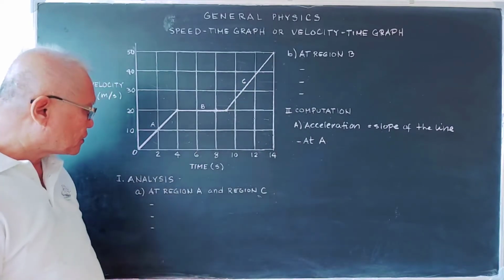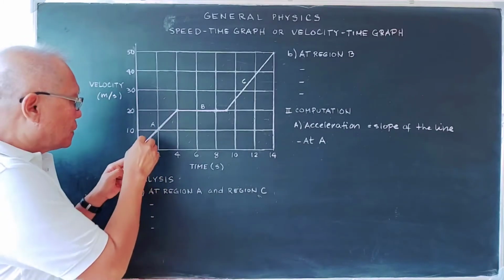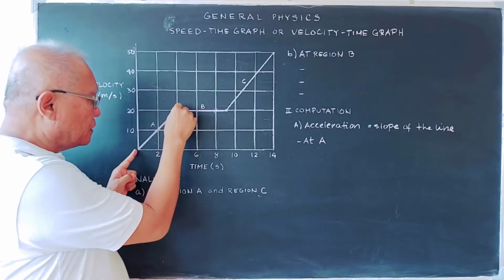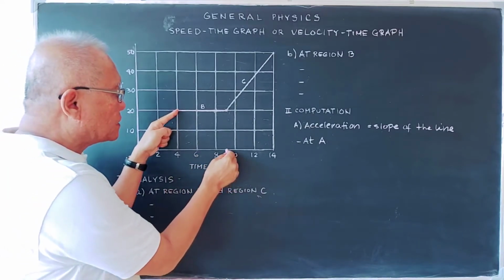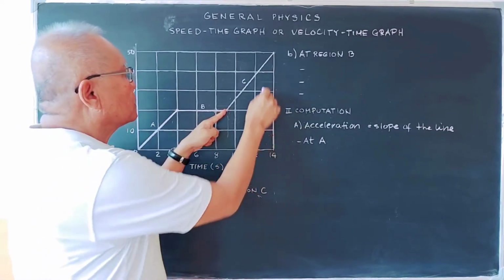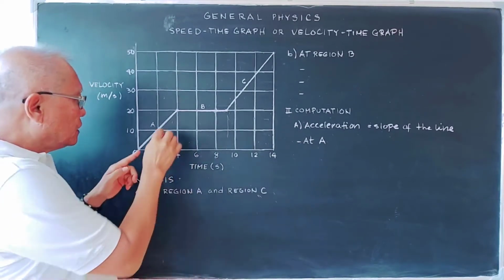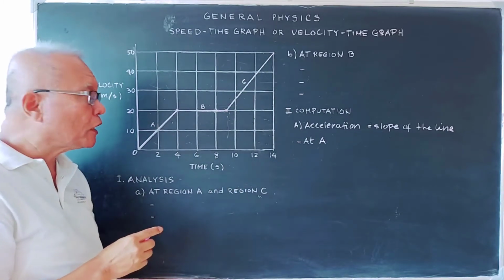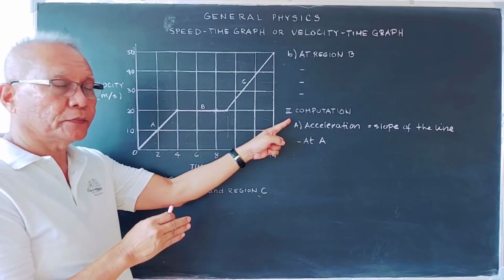So first, let's do the analysis. We have three regions. We have this region A from 0 to 4 seconds here. And then from 4 seconds to 9 seconds here, we have region B here. And from 9 to 14, we have another region C. Now, let us combine region A and region C because they are the same. Anyway, we are not going to compute for their acceleration yet. We are going to do that one here.